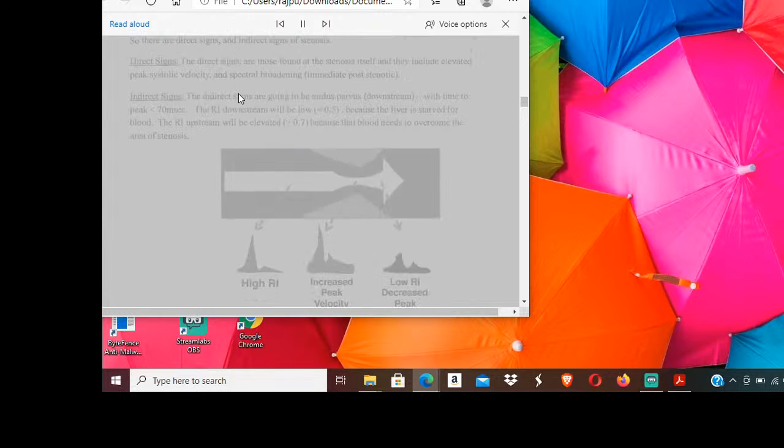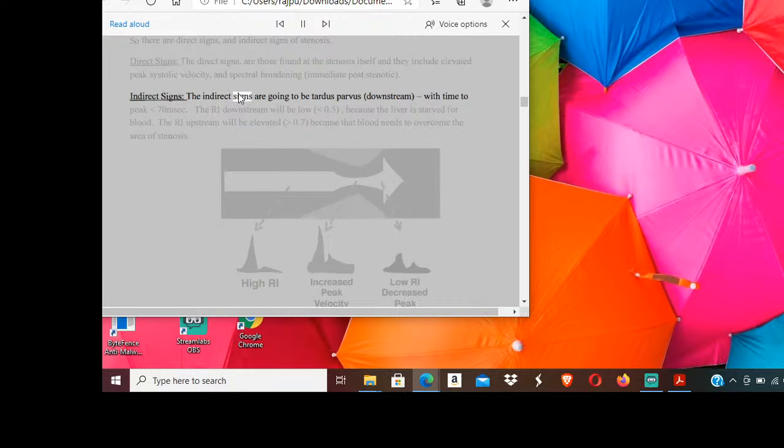So there are direct signs and indirect signs of stenosis. Direct signs. The direct signs are those found at the stenosis itself, and they include elevated peak systolic velocity and spectral broadening, immediate post-stenotic.